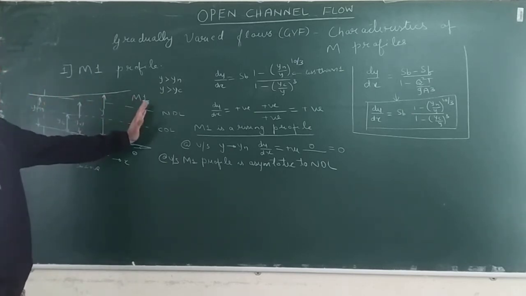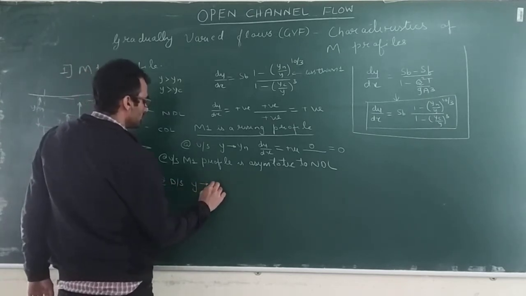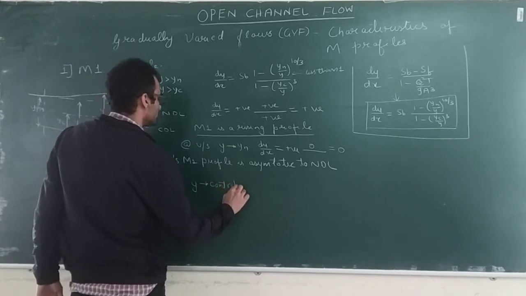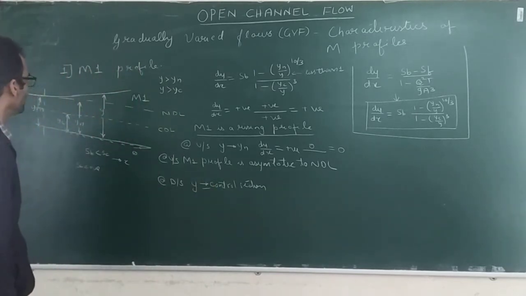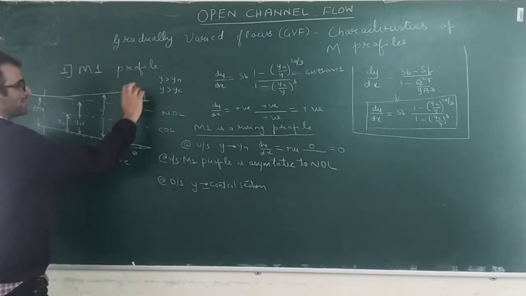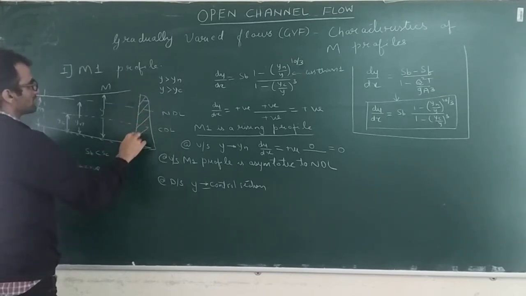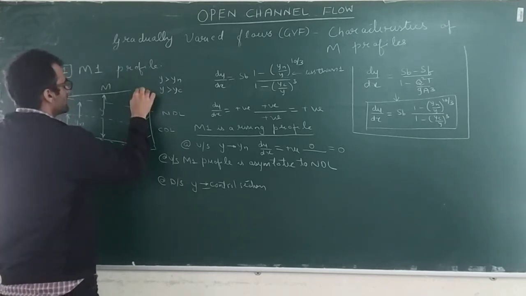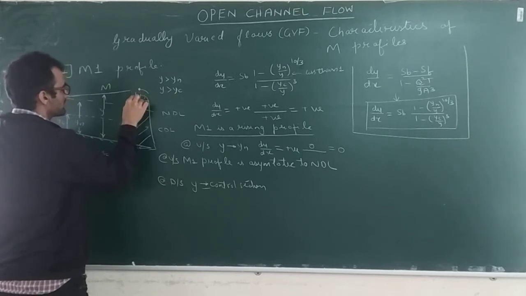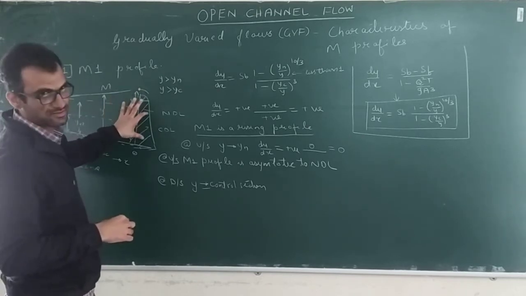And what about the downstream? At downstream, y is equal to the control section depth. What does this mean? y is governed by the control section. How? To create an M1 profile, some barrier or obstruction will have to be placed here. Because of this obstruction, when the flow is taking place over this weir or some spillway, this becomes a control section. So the depth here is a fixed depth y, and it depends upon the type of structure and the properties of that structure.